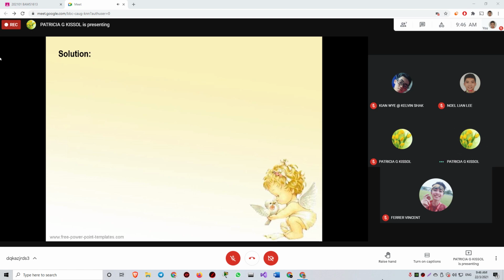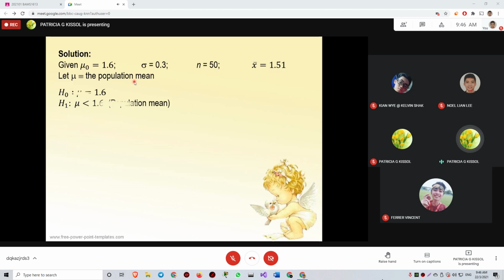So here we write all the information given: the mean, the sample standard deviation, the N, the sample mean. And we say mu is the population mean. For the hypothesis, we say mu is equal to 1.6, but because we say it's less than 1.6, therefore at alpha equals 0.05, the critical value, notice here class, what happens? Because it's on a left tail, it will be negative.